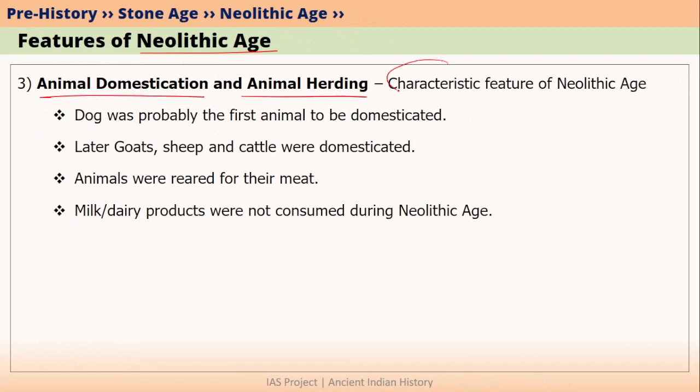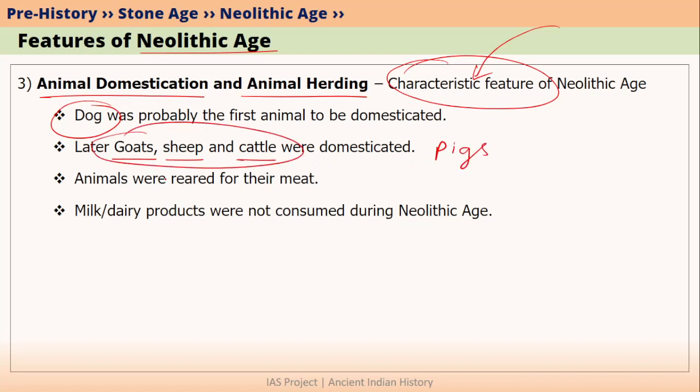The next feature of the Neolithic age was animal domestication and animal herding. This is also considered a characteristic feature of the Neolithic age because it is a defining feature of Neolithic age people. Previously, before the Neolithic age, people did not do animal domestication and animal herding. If we talk about what animals were domesticated by these people, probably the first animal to be domesticated was the dog. Soon after domesticating the dog, Neolithic age people also domesticated goats, sheep, cattle, and other animals like pigs.